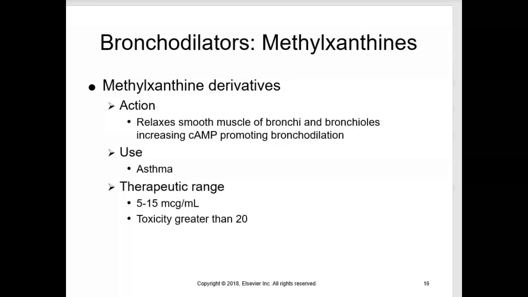Theophylline relaxes the smooth muscle of the bronchi, bronchioles, and pulmonary blood vessels by inhibiting the enzyme phosphodiesterase, resulting in an increase in cAMP, which promotes bronchodilation. So again, theophylline, a xanthine derivative, works by increasing the amount of cAMP, and you already know that cAMP equals bronchodilation. Theophylline has a low therapeutic index and narrow desired therapeutic range of 5 to 15.